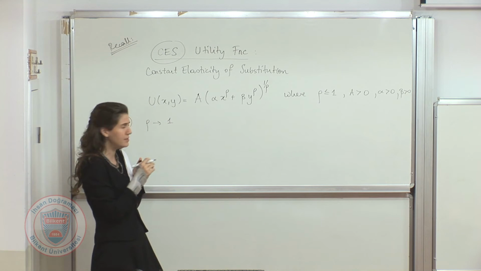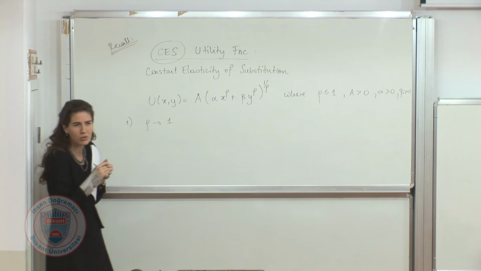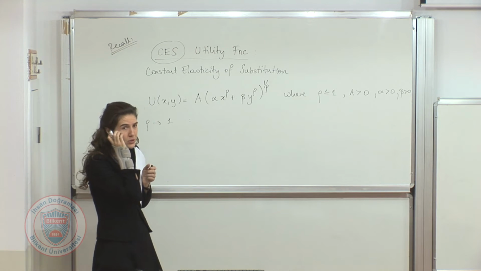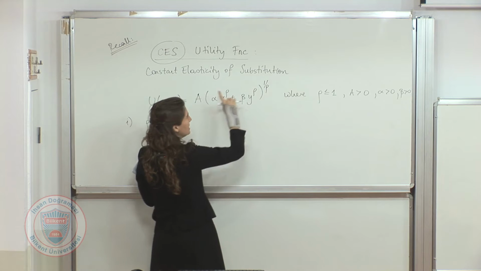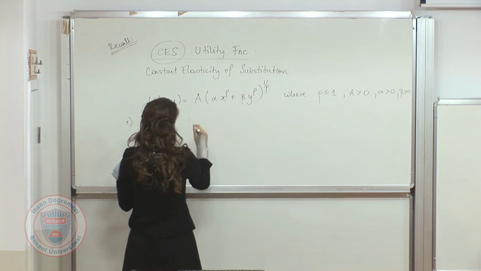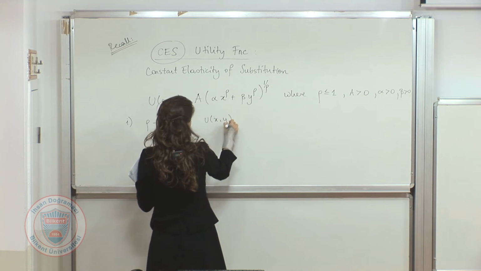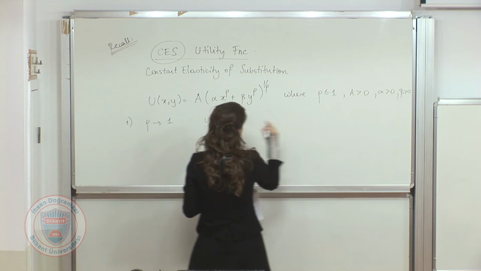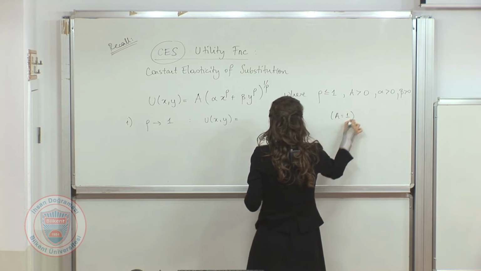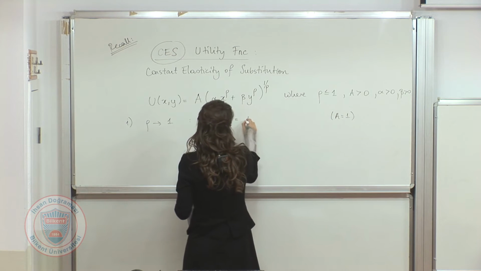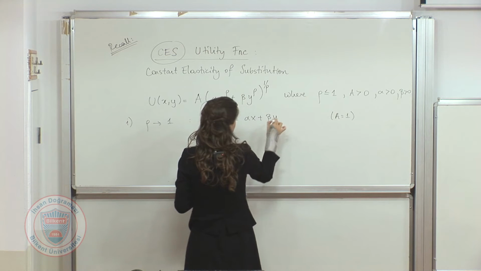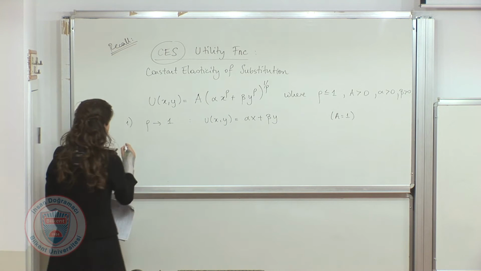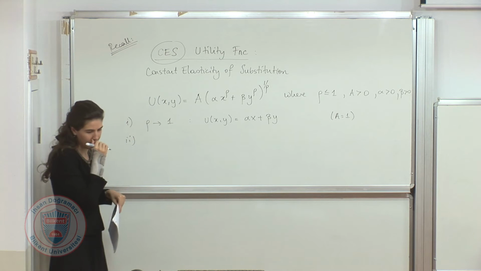And what was this? Do you remember? When rho goes to 1, we said these are perfect substitutes, right? So just put 1, this was the easy case, and then you actually get a utility function like this. So let's say A is equal to 1 here. This was the case where we would have the perfect substitutes, right? So we learned about perfect substitutes.